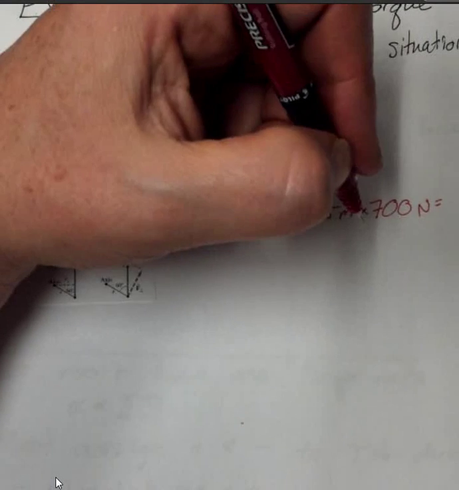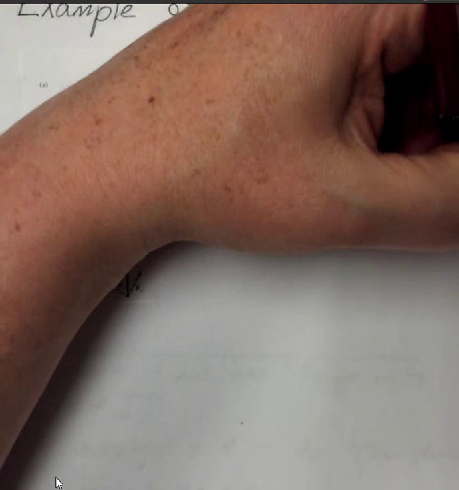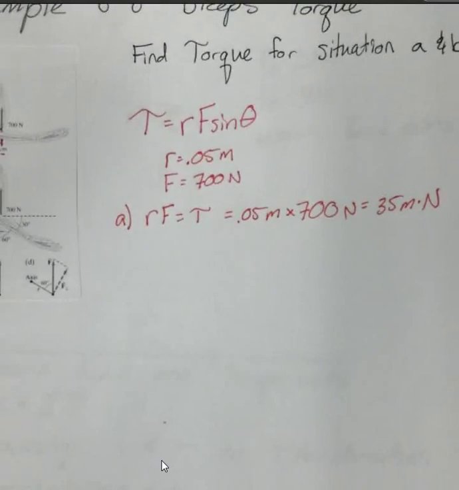So calculating the torque for A is just going to be RF, or 0.05 meters times 700 newtons, which is equal to 35 meter times newton. Those are not newton meters, those are meters times newtons. Those are the units for torque. Do not get them confused with the units for work and energy.